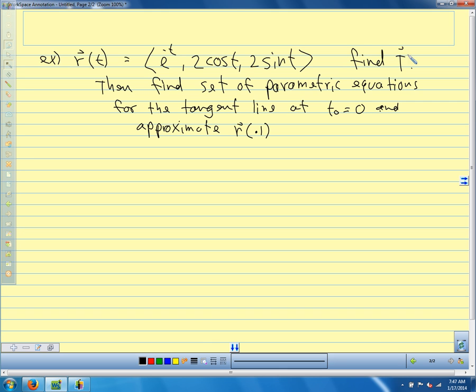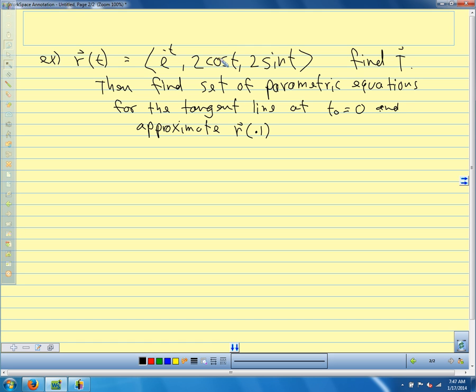So to find our unit tangent vector, before we find our tangent vector, if we think of this as a position vector, what kind of motion is this describing? Not a cycloid. Helix. Okay, Ryan says it's a helix.